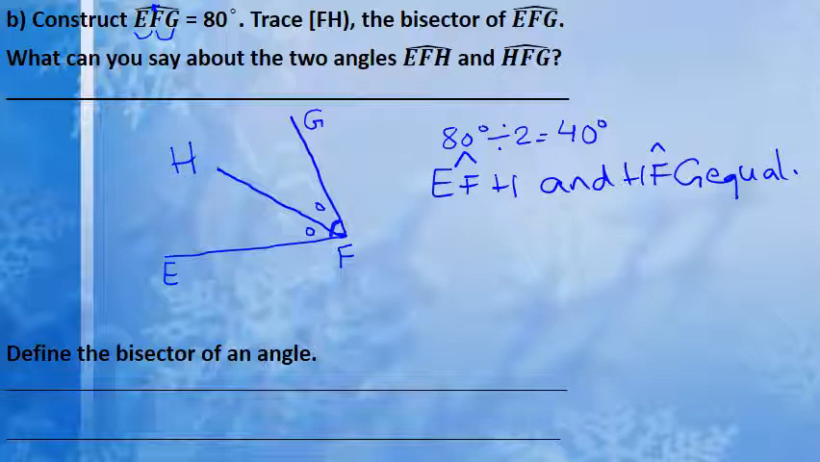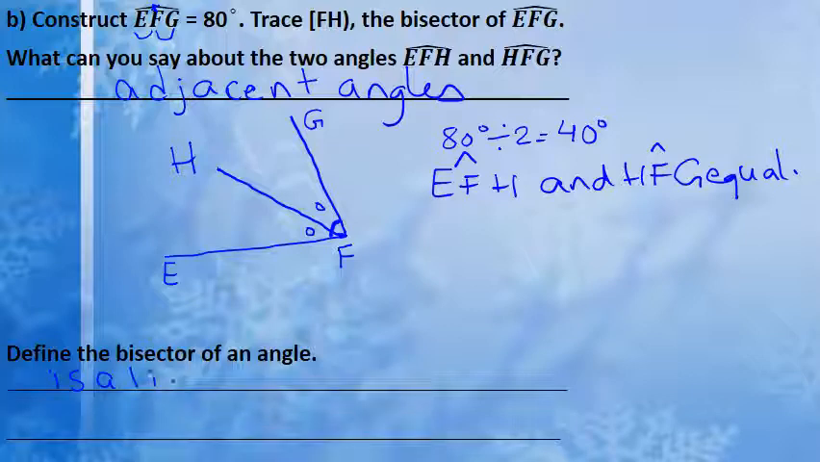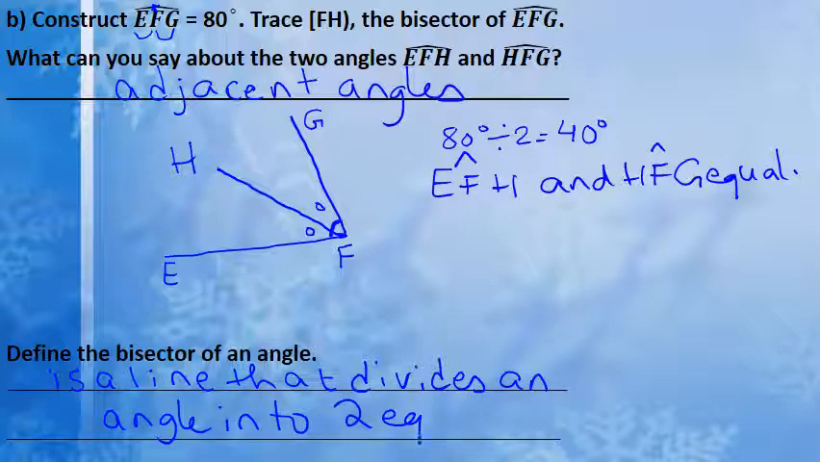Now, what can you say about the two angles EFH and HFG? We can see that these two angles are adjacent angles. Now we should define the bisector of an angle. The bisector of an angle is a line that divides an angle into two equal angles.